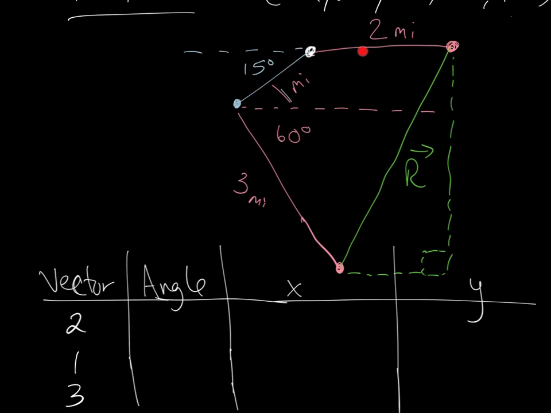2 miles is the first length. 1 mile is the second length. 3 miles is the third length. Those are the vector lengths themselves. If it helps you and you want to use decimals because the 2, 1, 3 is messing you up because of the order, pick decimals. It doesn't matter. The angles.